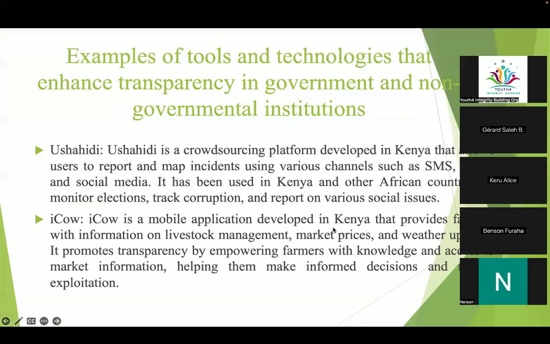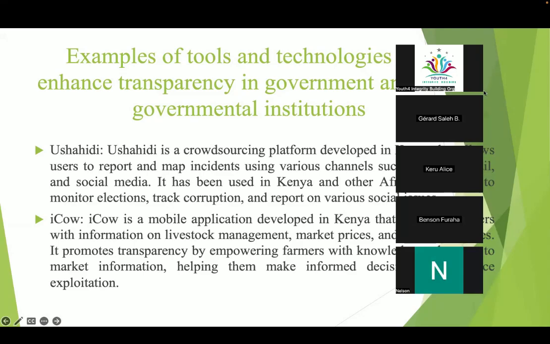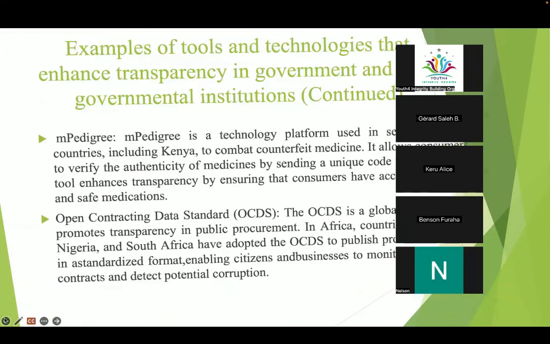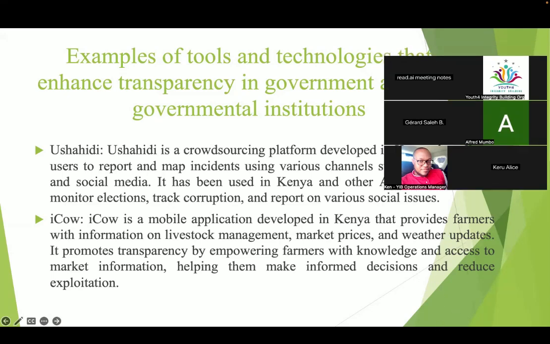Okay. I lead the program promoting transparency and accountability. So let's go through some examples of tools and technologies that enhance transparency in government and non-governmental institutions. Some of you gave this. They said Ushahidi in Kenya. Ushahidi is a crowdsourcing platform developed in Kenya that allows users to report and map incidents using various channels, such as SMS, email, and social media.